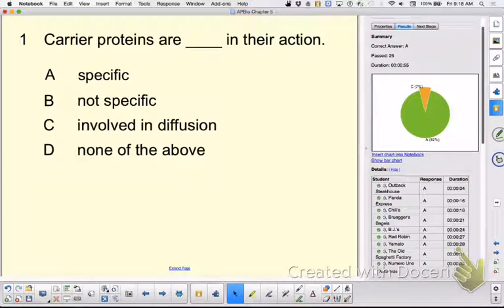Could that work? Could a carrier protein be involved in diffusion? What kind of diffusion is that? Facilitated. A better answer up there is what you said. A, carrier proteins are specific.